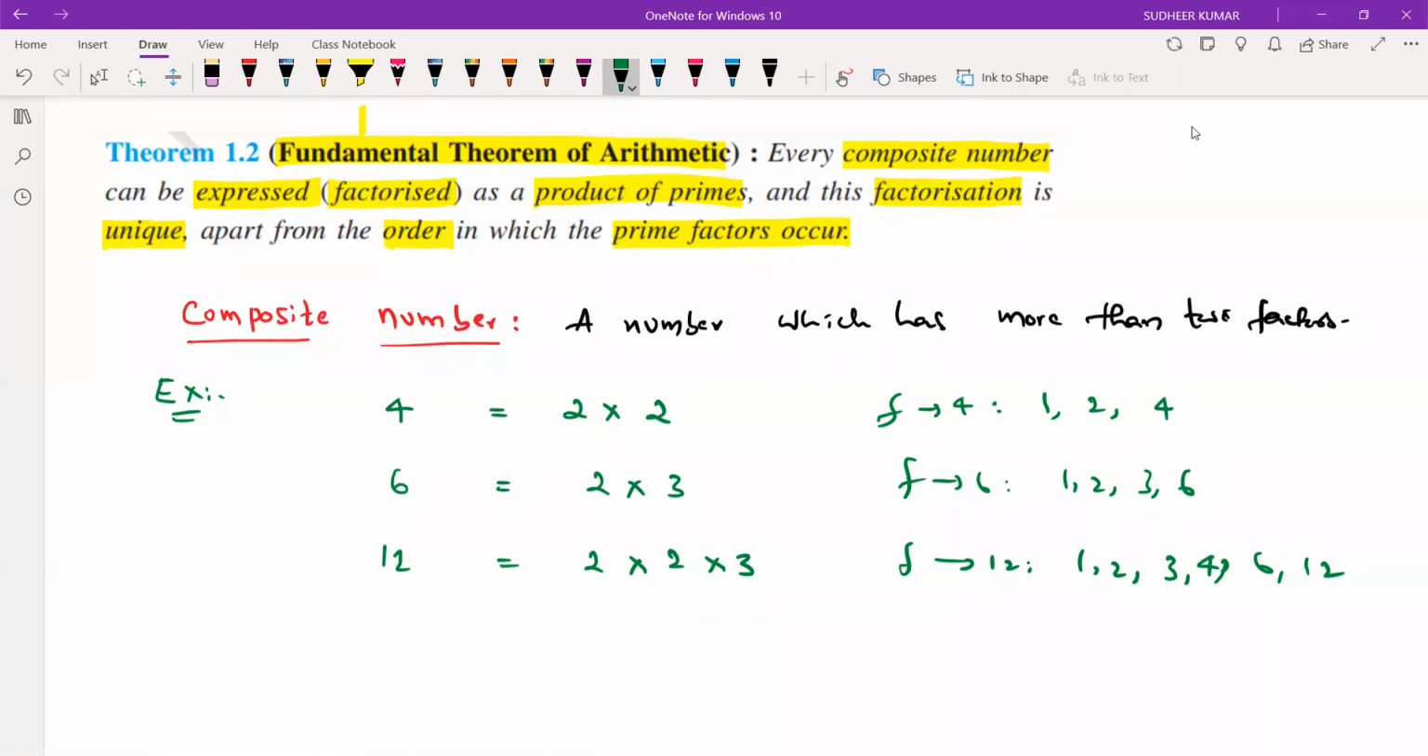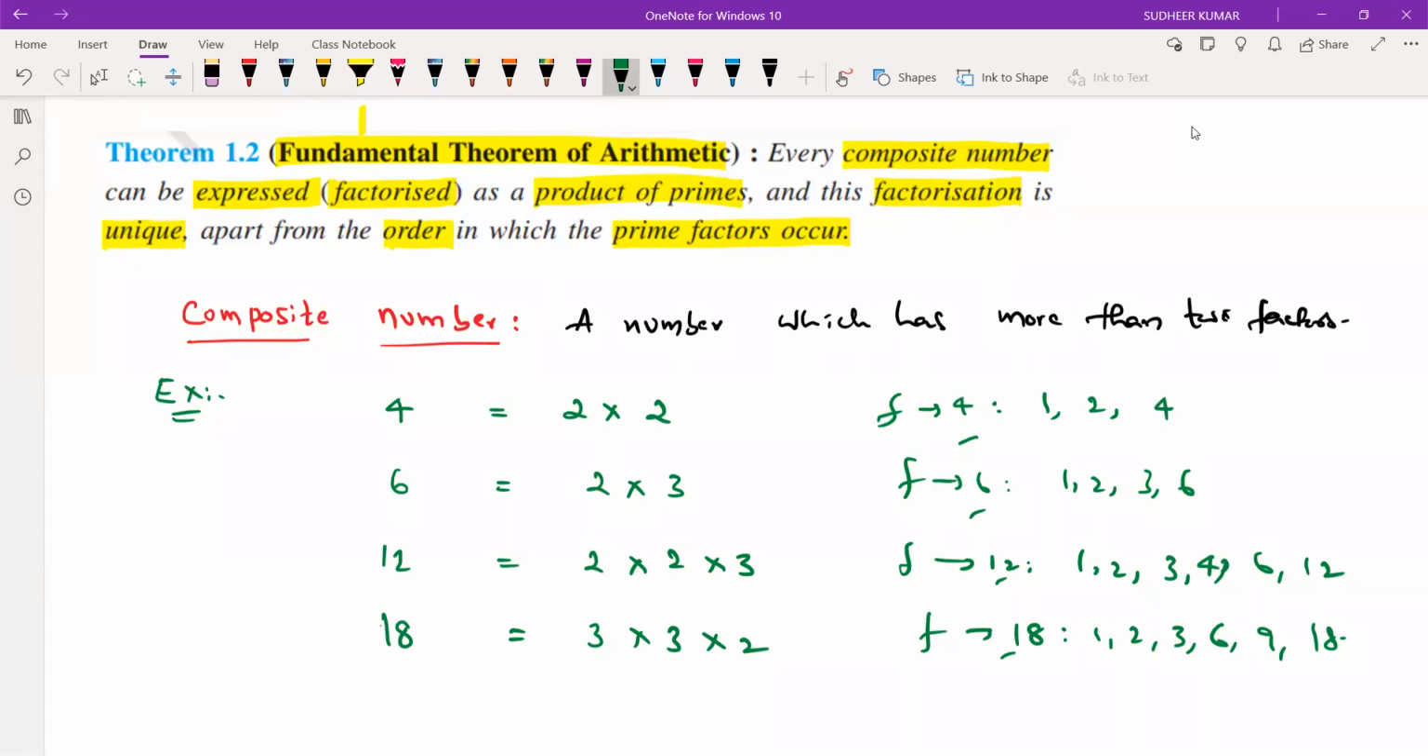Next, 24. You can take any values. Now suppose 18, which is 3 times 3 times 2. This is the prime factorization, but the factors are different: 1, 2, 3, 6, 9 and 18. So based on the definition of a composite number, 4, 6, 12 and 18 are composite numbers.